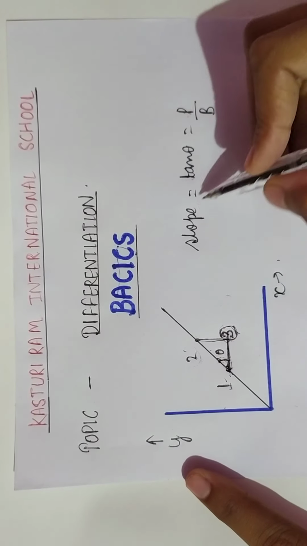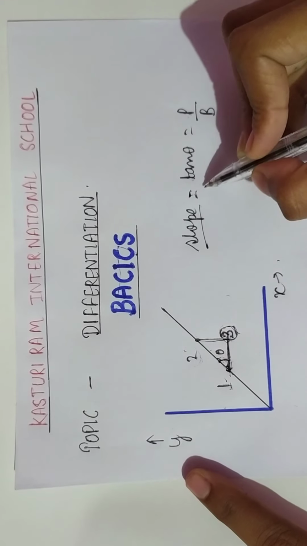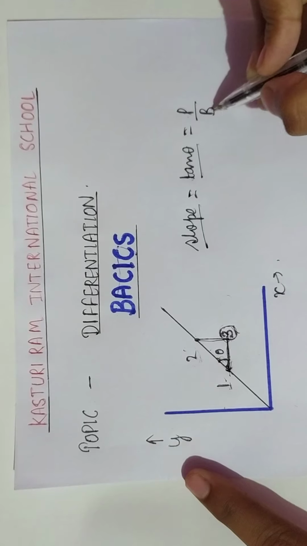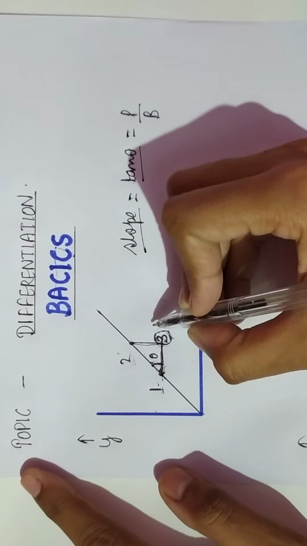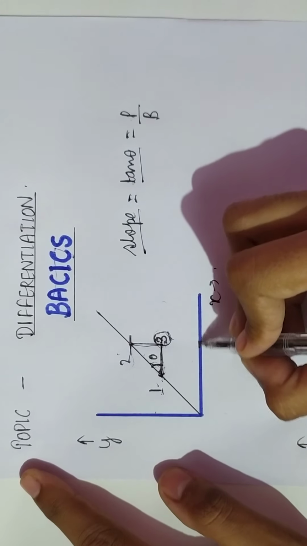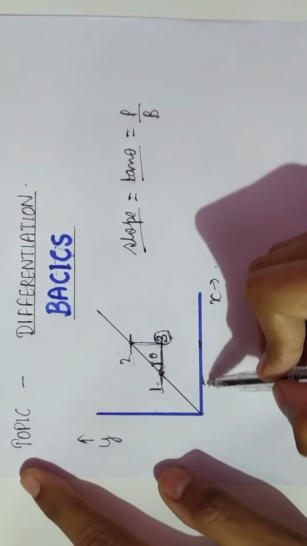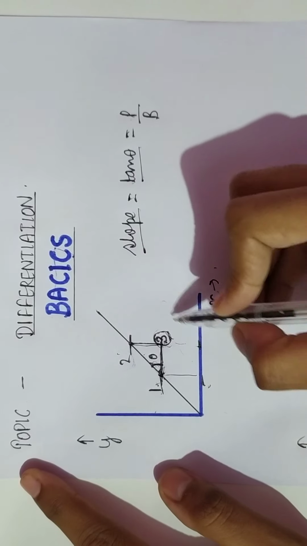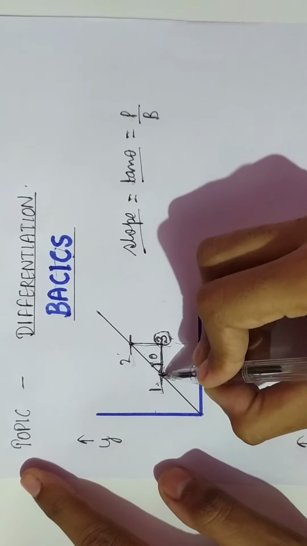So what do we do to find the slope? We simply find tan theta, and we already know that tan theta is perpendicular per unit base. First of all, we need to know the distance of this point from the x-axis, and of this point also from the x-axis.